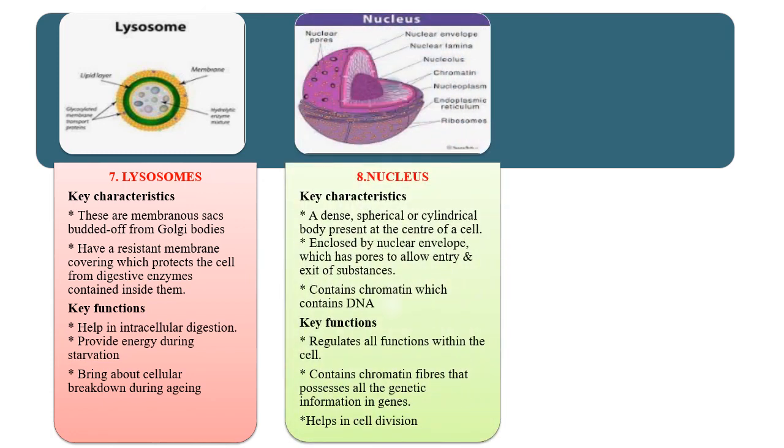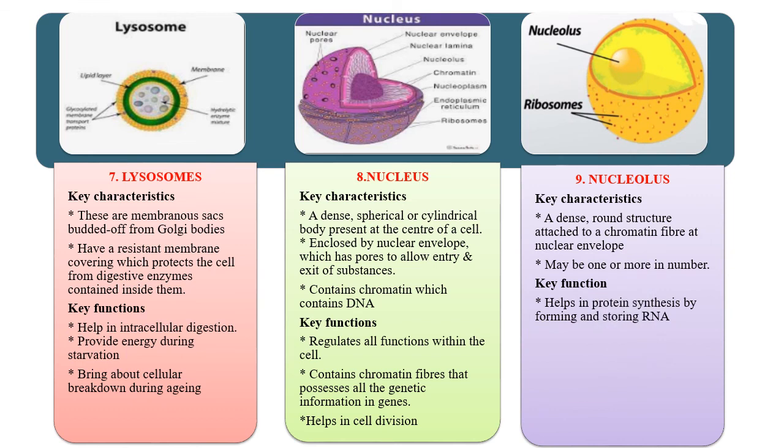Nucleus. Key characteristics. A dense spherical or cylindrical body present at the center of a cell. Enclosed by nuclear envelope which has pores to allow entry and exit of substances. Contains chromatin which contains DNA. Key functions. Regulates all functions within the cell. Contains chromatin fibers that possess all genetic information in genes. Help in cell division.